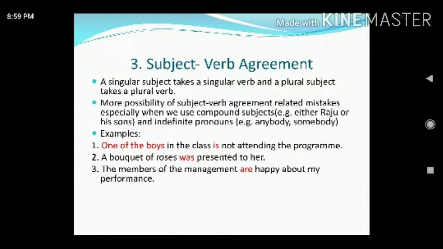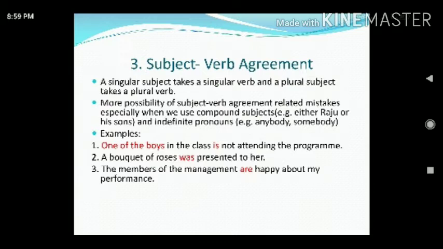One of the boys in the class is not attending the program. Here the subject is one of the boys, not boys. So it is singular, one of the boys. So we used a singular verb is in the sentence.